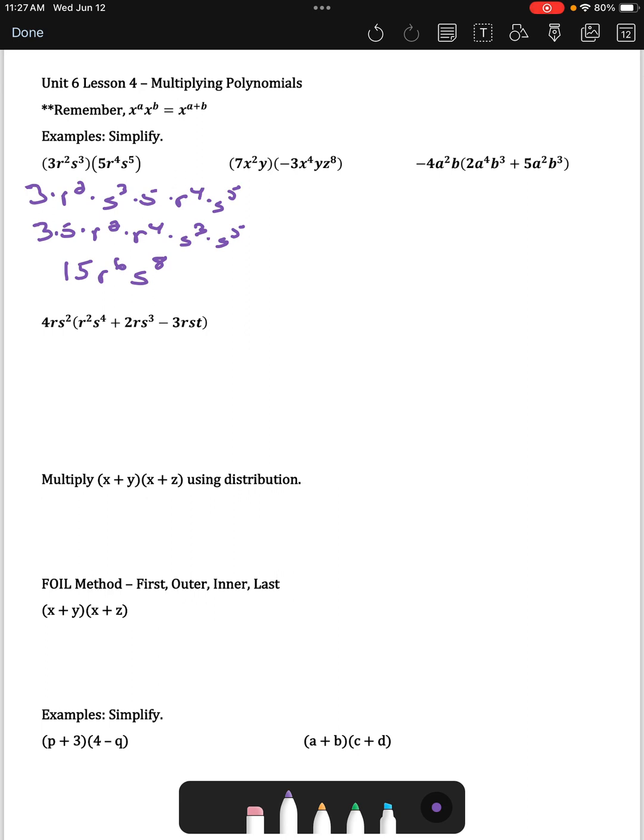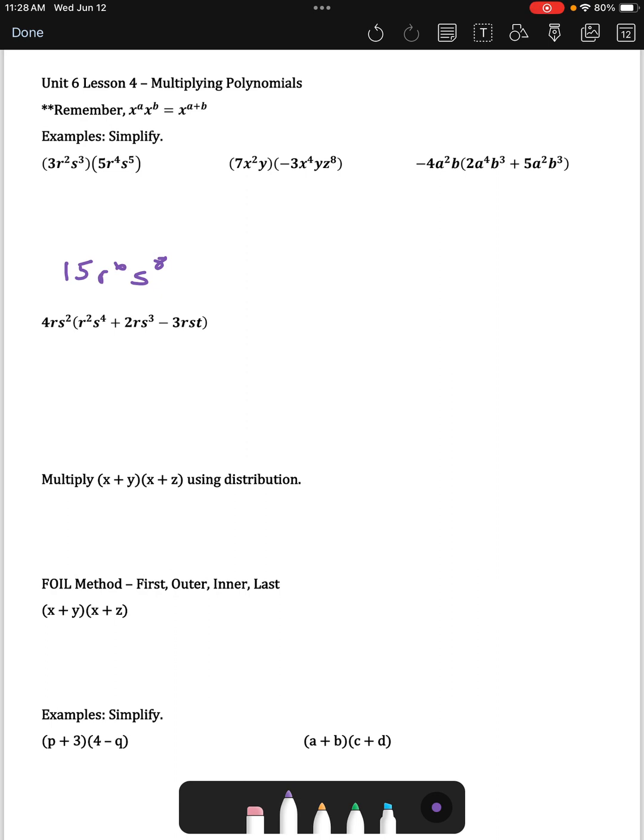Do I expect you to write this multiplication all out? No. As a matter of fact, it's completely unnecessary. Instead, just do this by parts. Whole number times whole number, so 3 times 5 makes 15. R's, r to the second times r to the fourth, 2 plus 4 gives us r to the sixth. And s's, s to the third times s to the fifth, 3 plus 5 gives us s to the eighth.